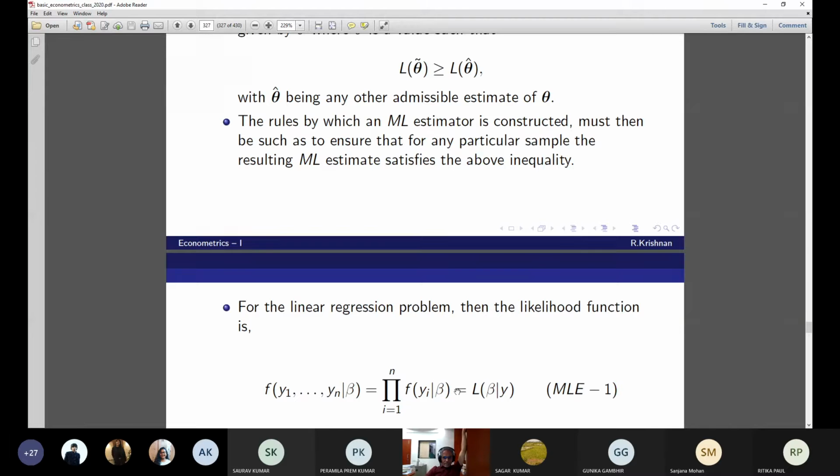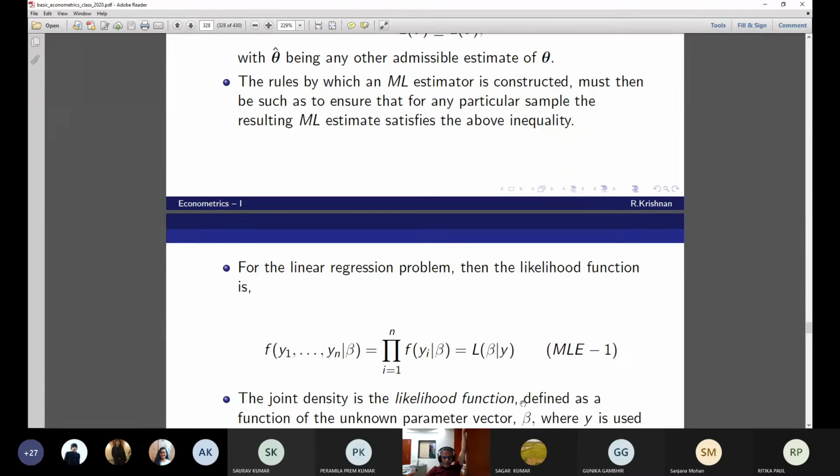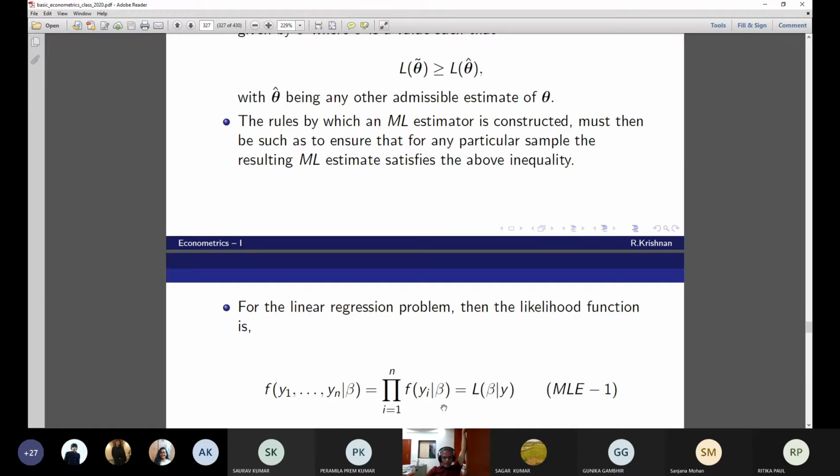Now this is the density function. The density function is flipped. The yi becomes the fixed given and beta is to be estimated. The density function becomes the likelihood function. So this is it. Otherwise, there is no difference at all between the likelihood function and the density function. This is the only difference that you have to keep in mind. This will be a typical interview question.